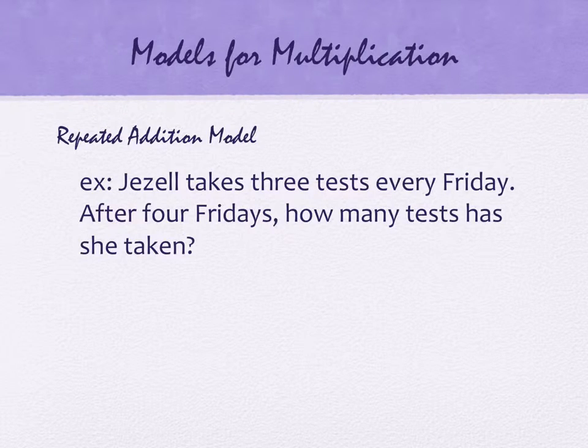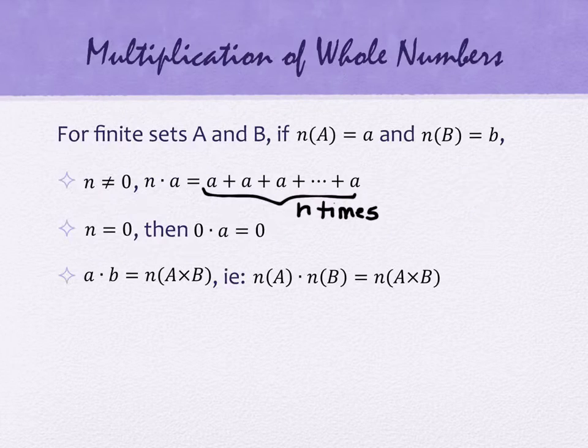All right, so the first model for multiplication is the repeated addition model. The idea of repeatedly adding something together over and over again. Giselle takes 3 tests every Friday. After 4 Fridays, how many tests has she taken? Okay, so this idea of repeatedly adding the same number to itself is very much like the definition that we saw over here on the very first example, right? a plus a plus a plus a. Okay, this is a model for multiplication.